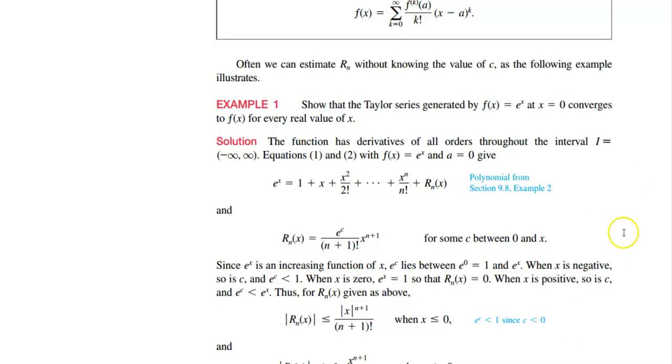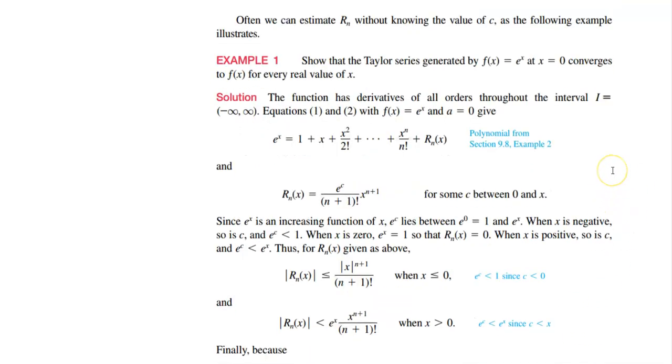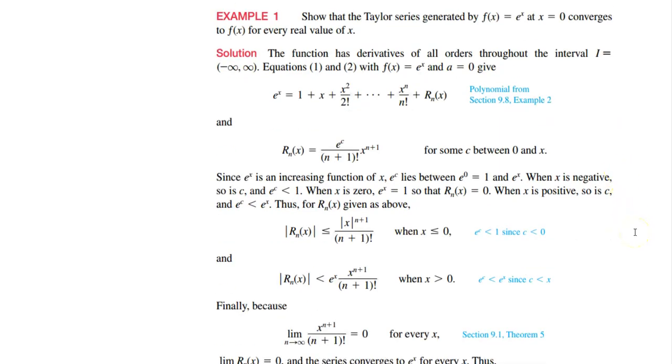So for r sub n of x given above, the absolute value of r sub n of x is less than or equal to the absolute value of x to the n plus 1 power over (n plus 1) factorial when x is less than or equal to 0. And the absolute value of r sub n of x is less than e to the x times x to the n plus 1 over (n plus 1) factorial when x is greater than 0.